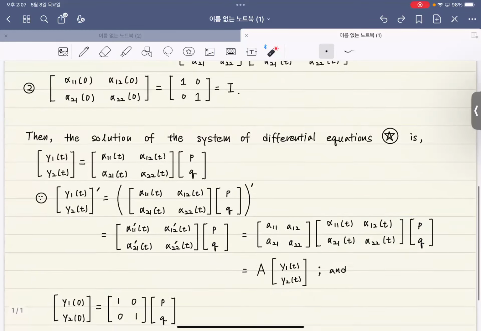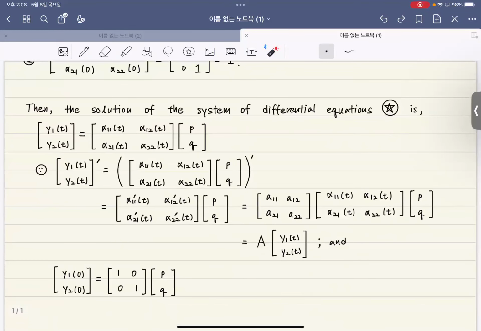Why? In order to say this, first I will need to take the derivative of this matrix, y1, y2. Taking the derivative of this is the same as taking the derivative of this vector, this matrix. Well, this is constant, so taking the derivative doesn't affect too much. So I will need to take the derivative of this matrix, right? Then we are assuming that this matrix derivative is the matrix A times this matrix itself, right?